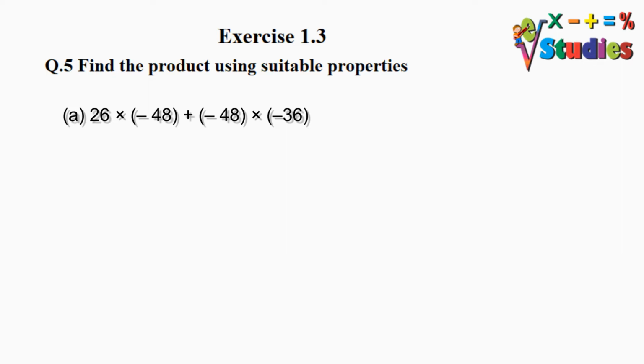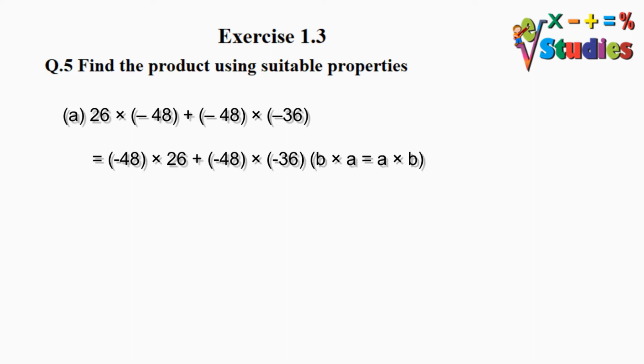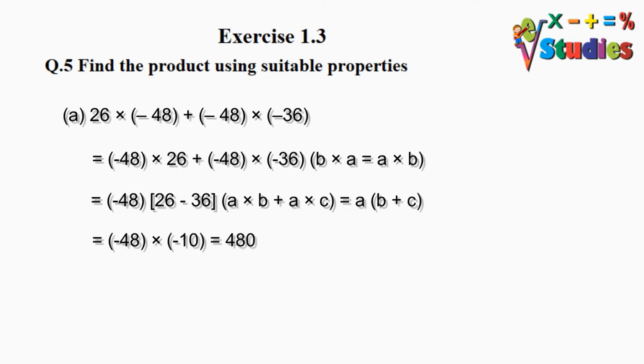So here we have a situation of b multiplied by a is equal to a multiplied by b, because we have minus 48 common on both sides. So we need to take minus 48 as common and put it outside the bracket. So minus 48 multiplied by 26 minus 36. So here, after doing the subtraction, we get minus 10. So minus 48 multiplied by minus 10 will give us 480.